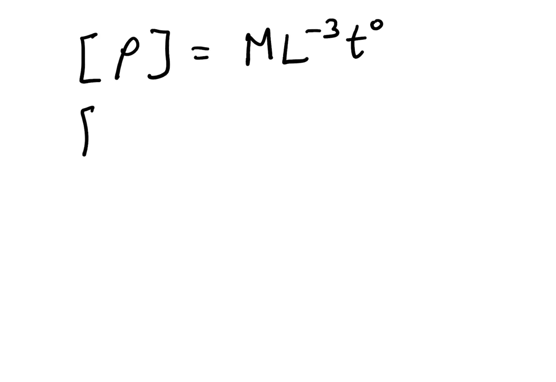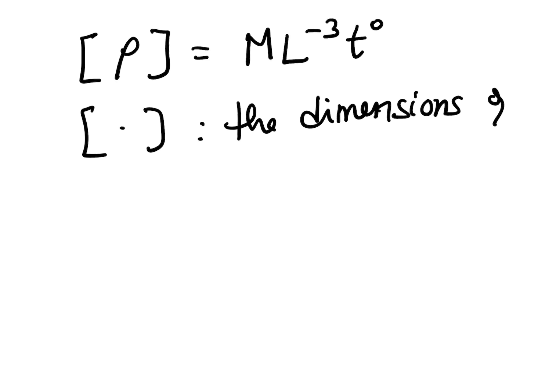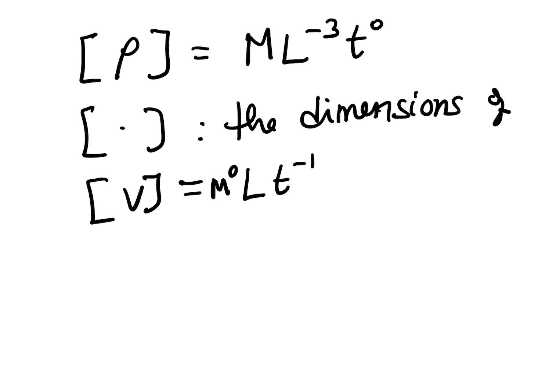So when we want to write the dimensions of a quantity, this square bracket is used to denote the dimensions of, okay, so the dimension of velocity is Lt power minus 1. You can write m power 0 or skip it, but it means that it's Lt power minus 1.